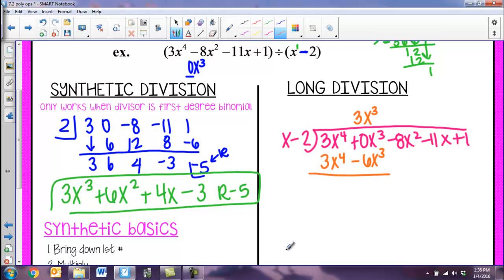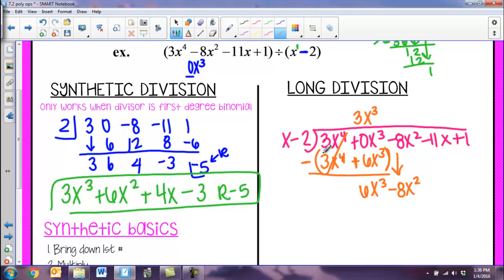Now we're just going to subtract it like we did before. This is the only part where I think it's tricky, because remember, you are subtracting this whole thing. So before, what we saw, you had to distribute that negative. This guy's going to cancel, but this one is going to turn into a plus. So now you have positive 6x cubed. Then you bring down the next term, and you play the same game.